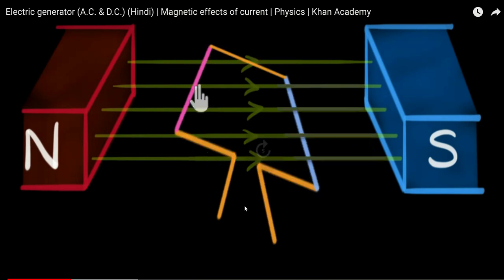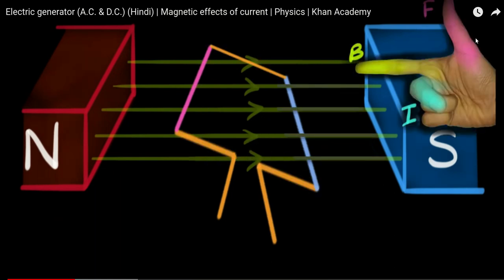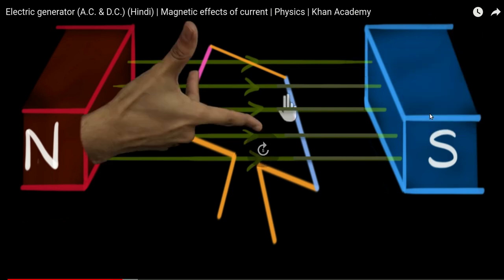Now let us remember Fleming's right hand rule. The right hand rule told us that if force is applied upward and the magnetic field is in the direction of the index finger, that is to your left, then the current will flow out of the screen. Okay, so let us use Fleming's right hand rule along with our coil and see what happens.